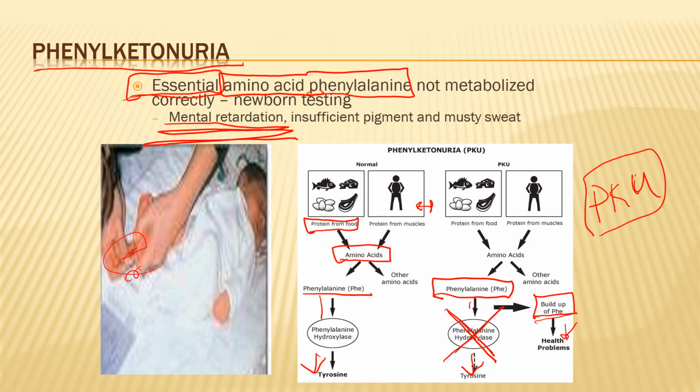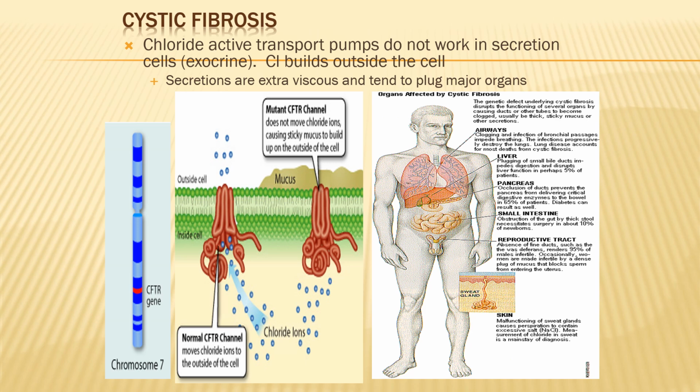So that's just one example of an autosomal recessive disorder. The other one we're going to talk about is cystic fibrosis. And cystic fibrosis is also due to a mutation in a gene that makes a protein. With PKU, the protein was an enzyme that was defective. In cystic fibrosis, the protein that is defective is a membrane channel protein.